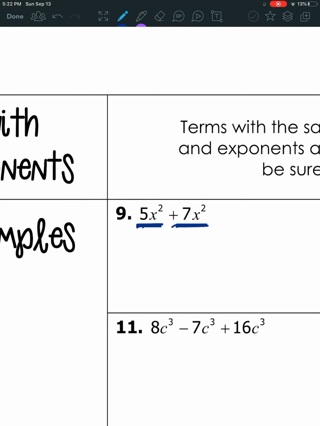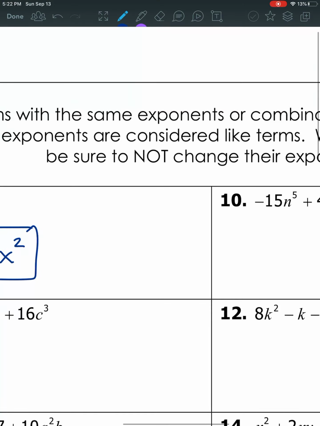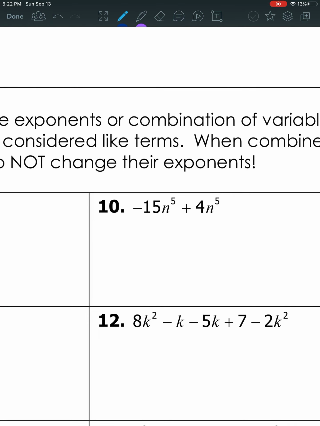So notice that we have x squared, and then the next one is also x squared. So we can combine them just how we've been doing. 5 plus 7 is 12, but we do nothing with the variable and the exponent. We just keep them the same. So 12x squared.